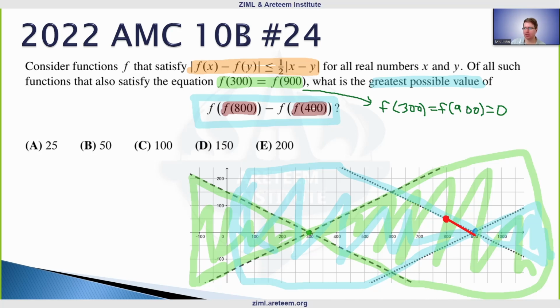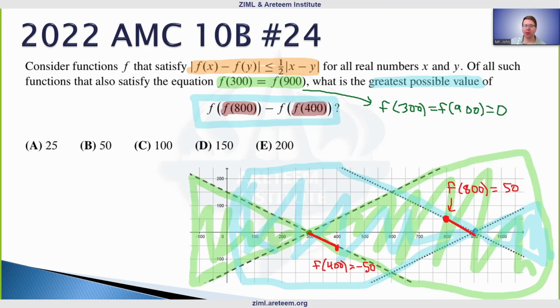That is our point. We have f of 800 equals 50 there. And notice that we could do something similar for the 400 part as well. So if we're going to the 400, we said we wanted this to be as small as possible in this case. And so this was our value there of f of 400 was negative 50 there.